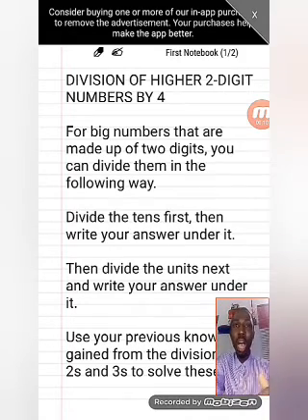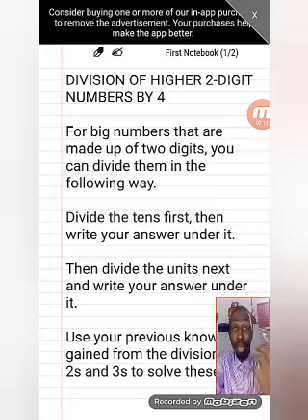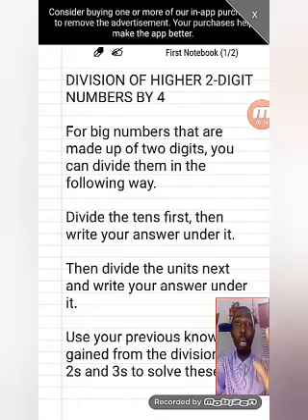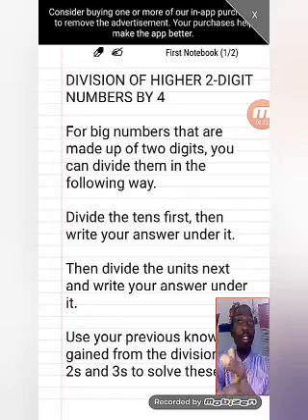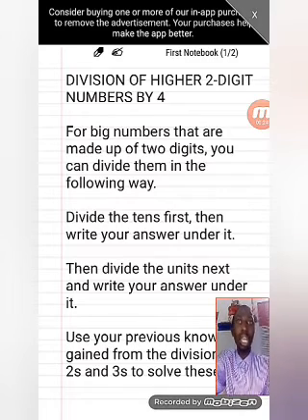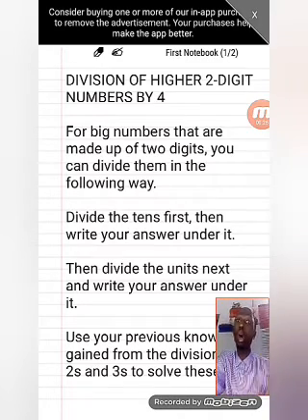Now going into our topic properly today, remember we said what we want to talk about today is the division of higher 2-digit numbers by 4. And I said higher 2-digit numbers, you know them, all those numbers from 10 to 99. They are all 2-digit numbers.